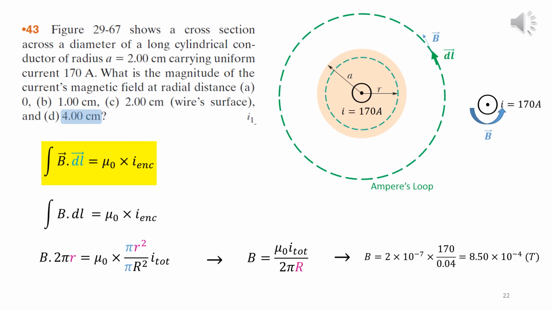And finally, in part C, if you are standing 4 centimeters away from the center, yes, you replace R by 4 centimeters, but I enclosed will always be 170 ampere. Of course, you put the distance between where you are standing, where they are asking you to find the magnetic field, meaning 4 centimeters away from the center, and you put I total enclosed in your loop, which is I total, 170 ampere.